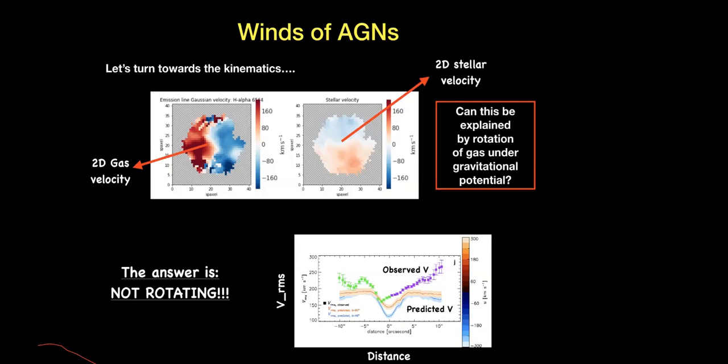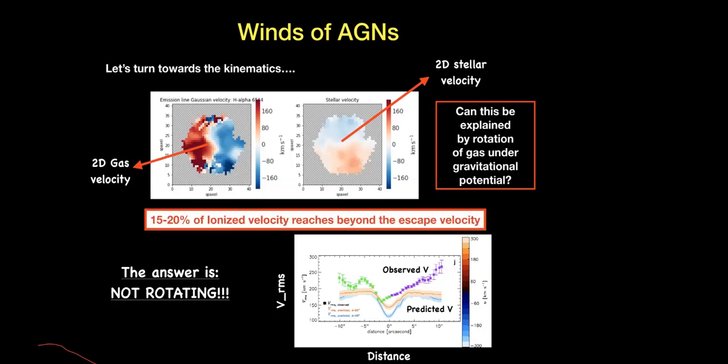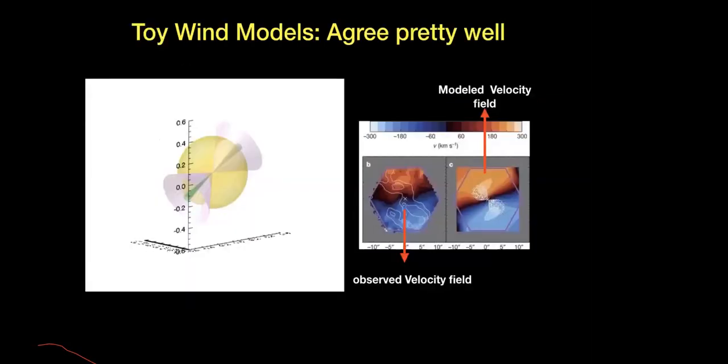And if you look at the velocity values of the gas, some of them are pretty high. They go upward of 250 to 300 kilometers per second. And a fraction of those velocities even reaches beyond the escape velocity. So all these combined evidences rule out the rotating hypothesis. Now let's test the outflowing theory.